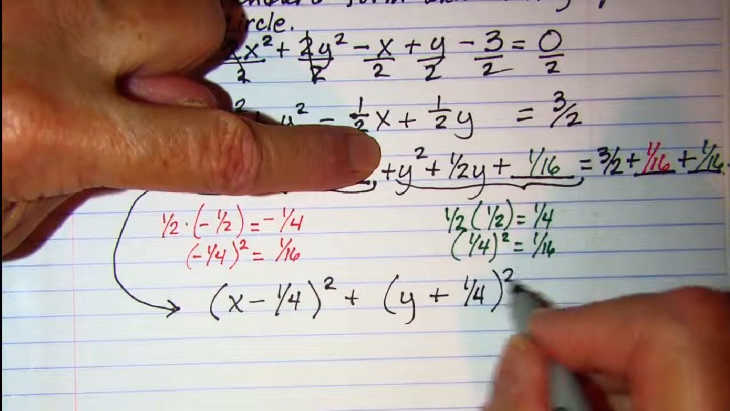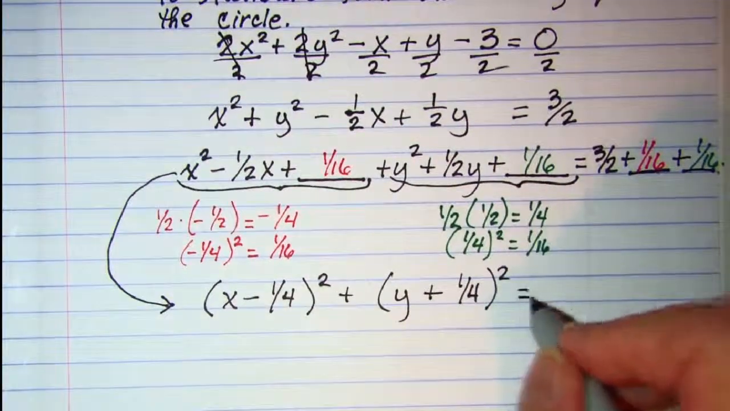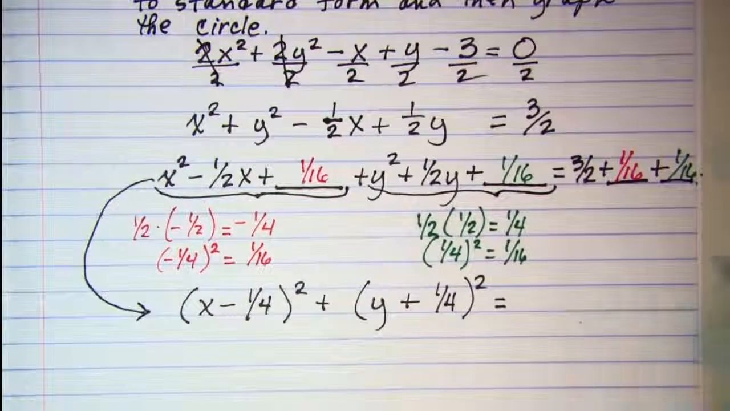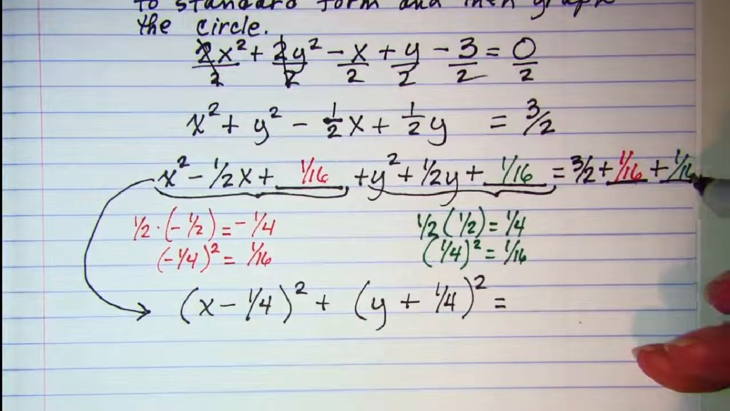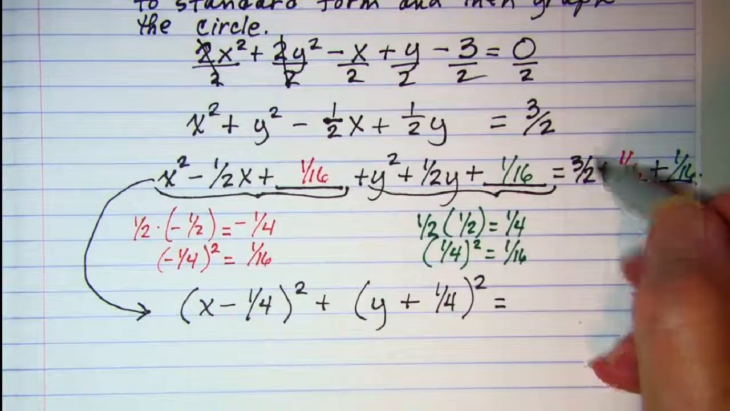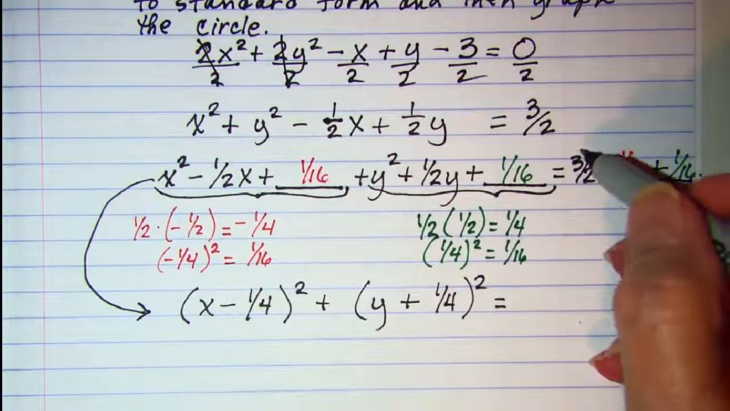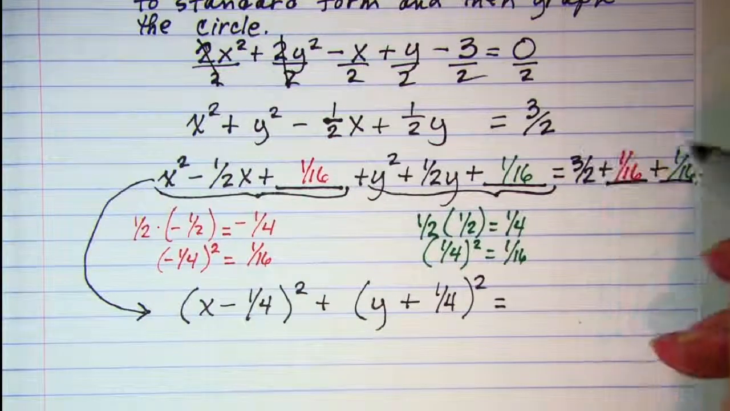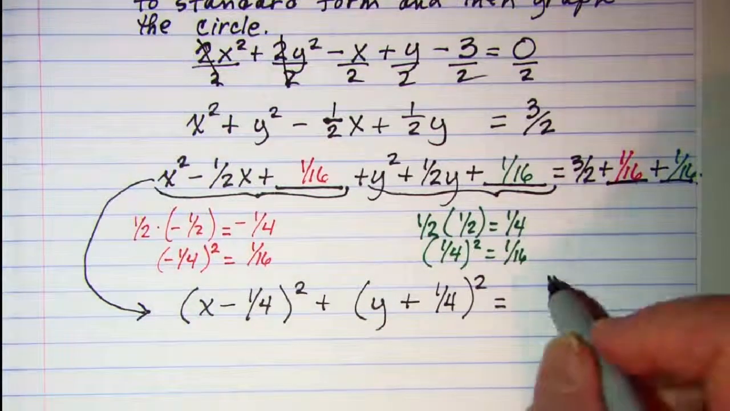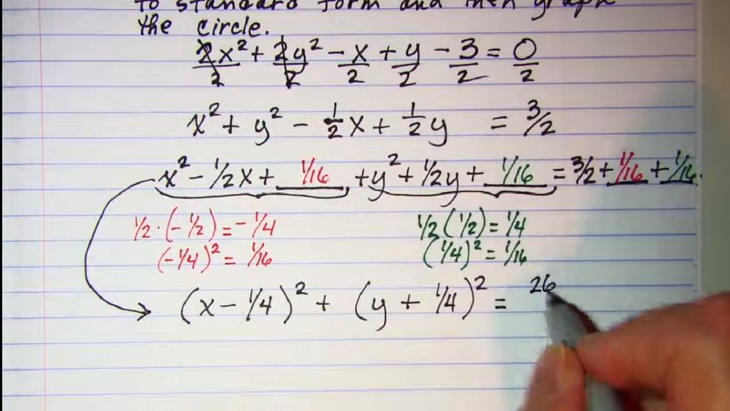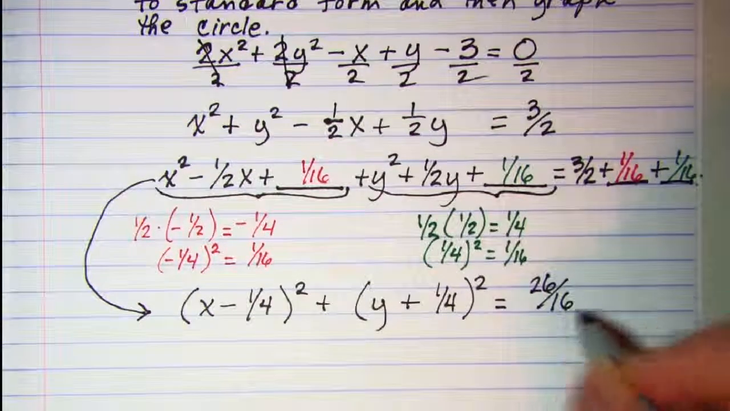And then if we combine these terms, I need a common denominator of 16, so I'll multiply by 8 top and bottom here. 8 times 3 is 24, plus 1 is 25. So I have 25 over 16.